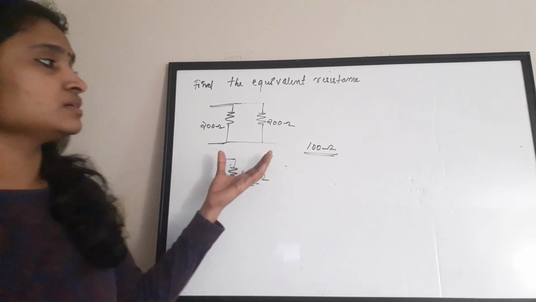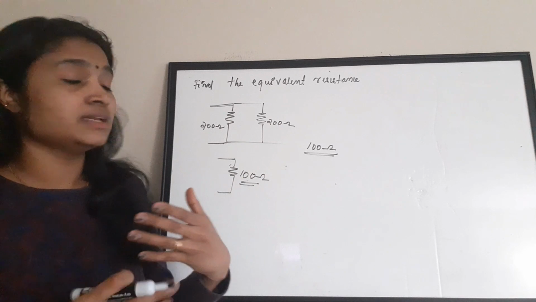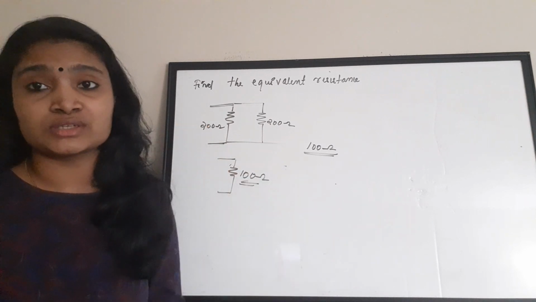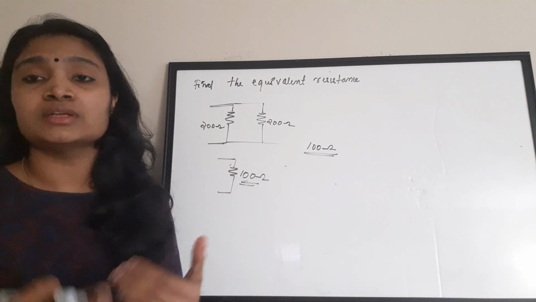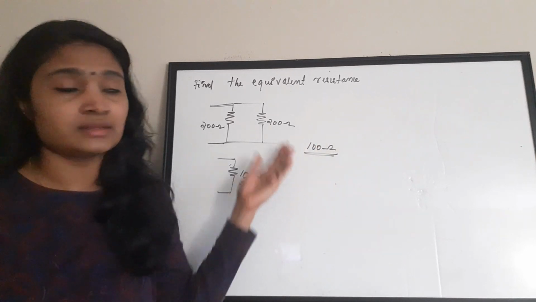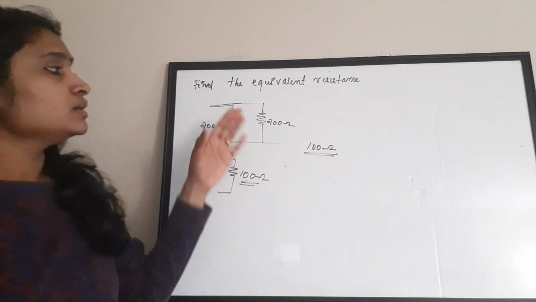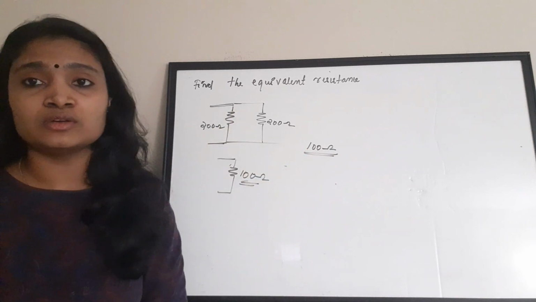Whenever you are going to simplify such a connection, finding the equivalent of a large connection of resistors which is a combination of series and parallel, you should always start from this side rather than going from this side. Anyway, the answer for this question is 100 ohm.